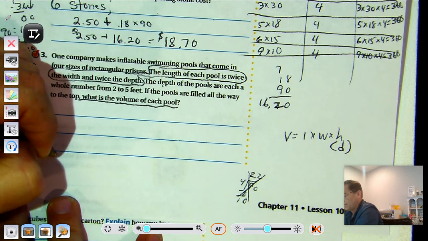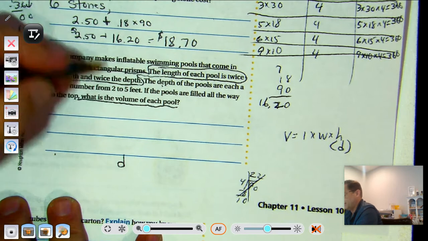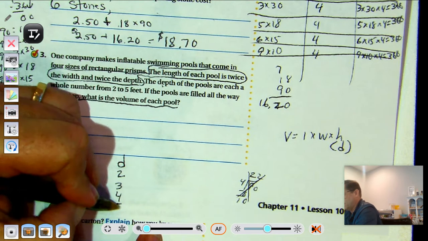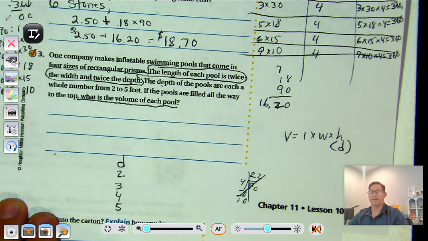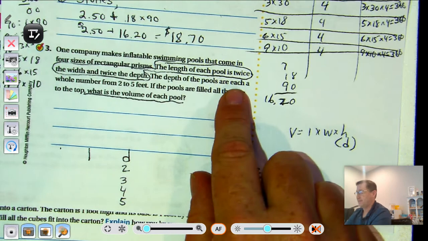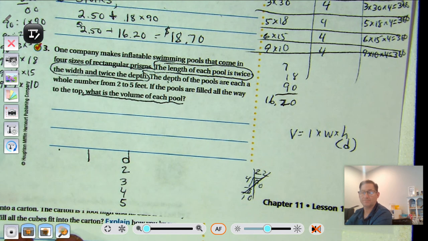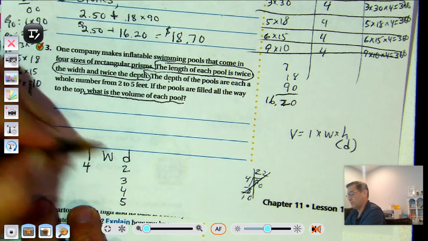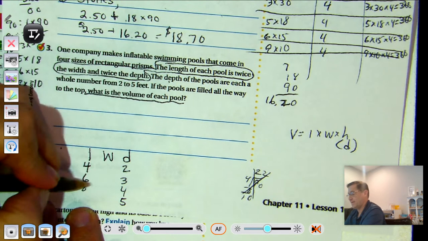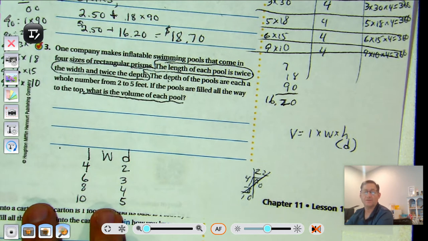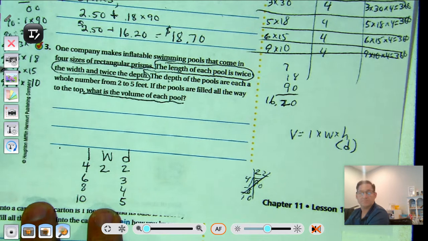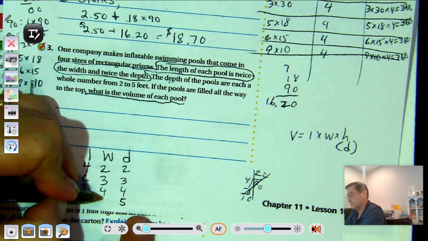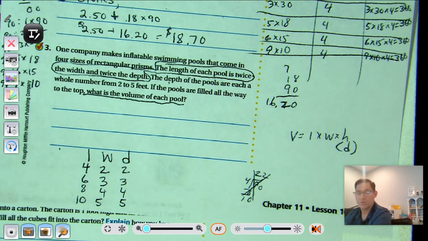So they said that the depth goes from 2 to 5. Now it said that the length is twice the depth. Well, twice 2 is 4, twice 3 is 6, twice 4 is 8, twice 5 is 10. So the length is twice the width and twice the depth. All right, so the length is also twice the width. Okay, so what's the volumes?